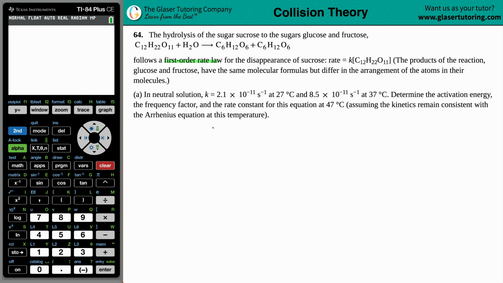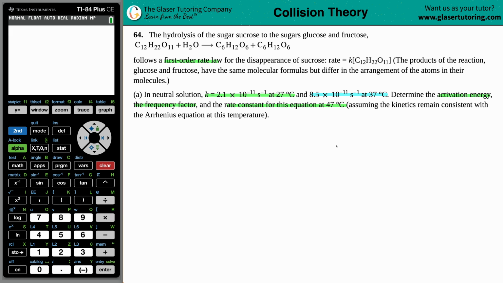So for letter A, it says in a neutral solution, the rate constant k equals 2.1 times 10 to the negative 11th per second at 27 degrees Celsius and 8.5 times 10 to the negative 11th per second at 37 degrees Celsius. From that information, we need to determine the activation energy, the frequency factor, and the rate constant for this equation at 47 degrees Celsius, assuming the kinetics remain consistent with the Arrhenius equation at this temperature.